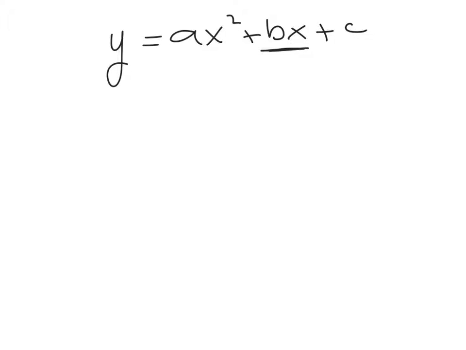Well, what does b do to the graph? Well, b does a combination of things. B can move the graph left and right, but it can also move the graph up and down. And here's how it relates.